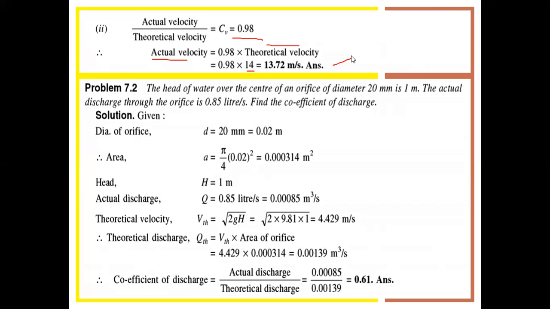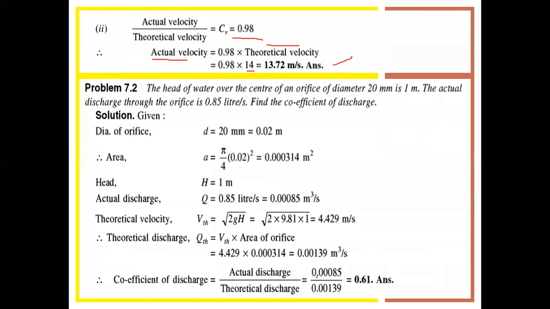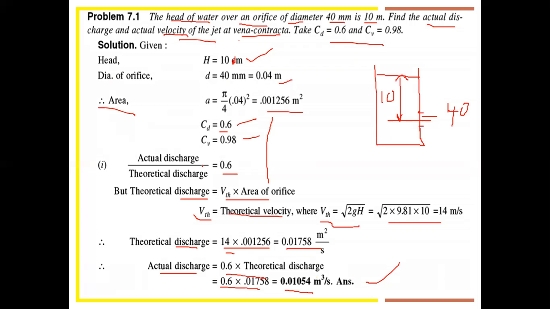Understood? Here, in the earlier part we were asked for the discharge. That is why actual discharge is 0.6 into theoretical discharge, and theoretical discharge is 14 into the area 0.001256, since we needed discharge and area. But here we have been asked for velocity. Therefore, the theoretical velocity, as we said earlier, is 14 meters per second. Got it?